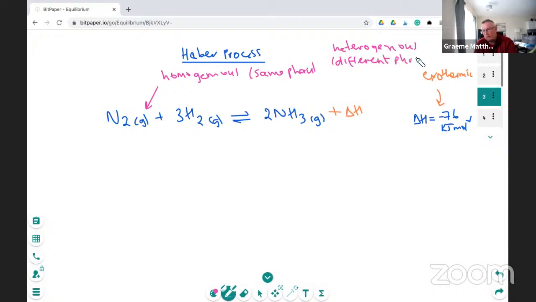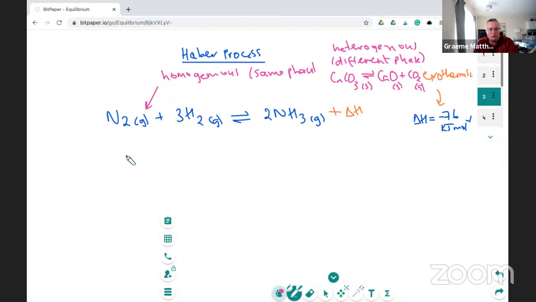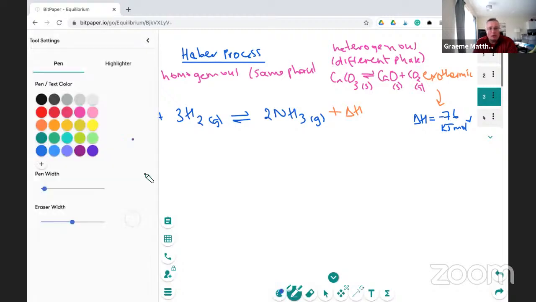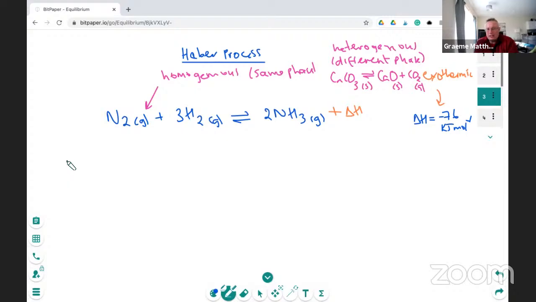So heterogeneous would be, for example, calcium carbonate, chalk. Calcium carbonate is in dynamic equilibrium in a closed system with calcium oxide and CO2. But we don't do heterogeneous systems like calcium carbonate at A level. That's university, so you don't have to worry about it. Anyway, on this one, if I turn my pen back to blue, right here, there's not too much they can actually ask.